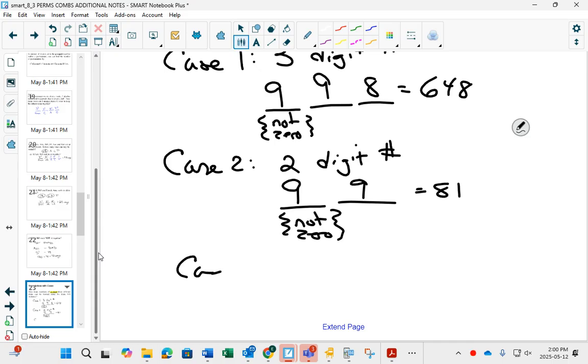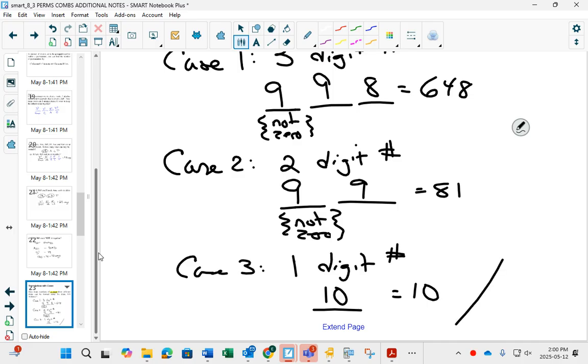And case number 3. 1-digit number. Is there a restriction on 1-digit numbers? No. You could have any 10, because 0 is a number, and it does have a digit. And then in a cases question, after you've done all of your cases, you add them up to get your total. 648 plus 81 plus 10 gives us 739 in total.